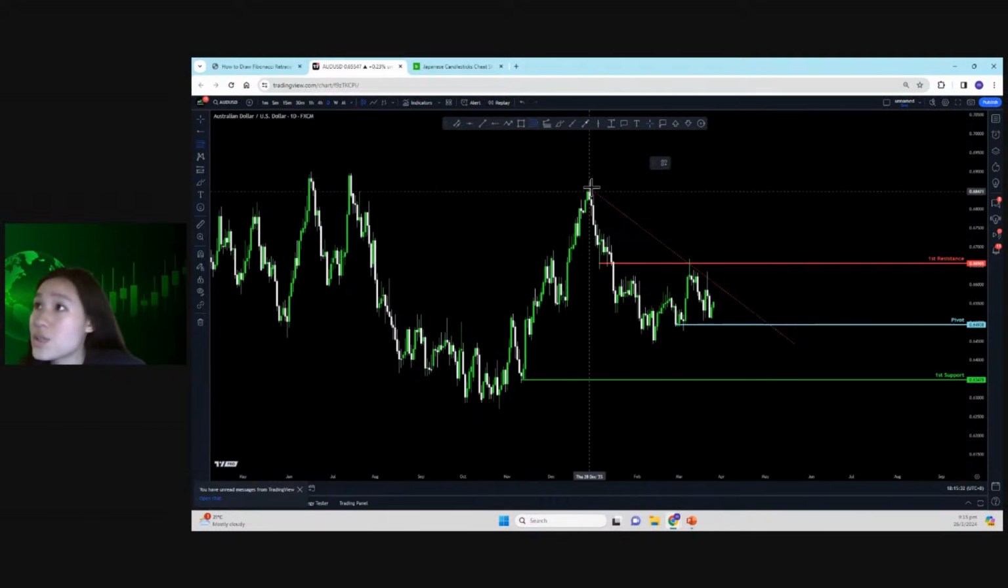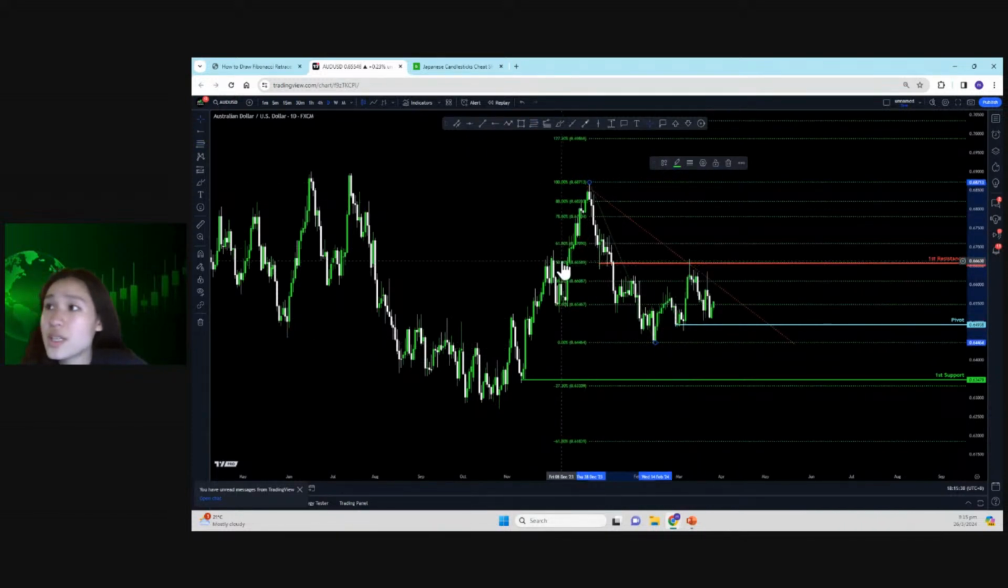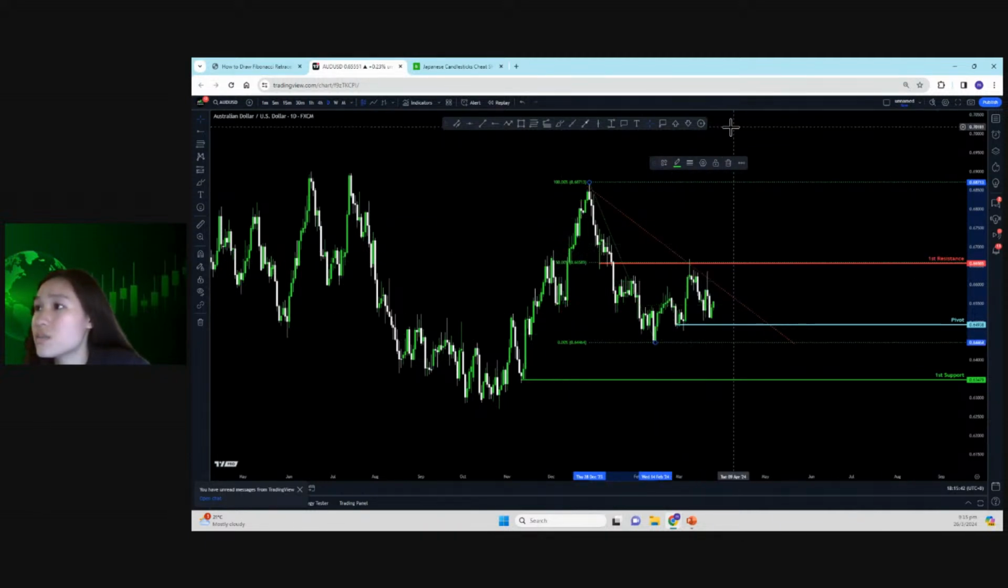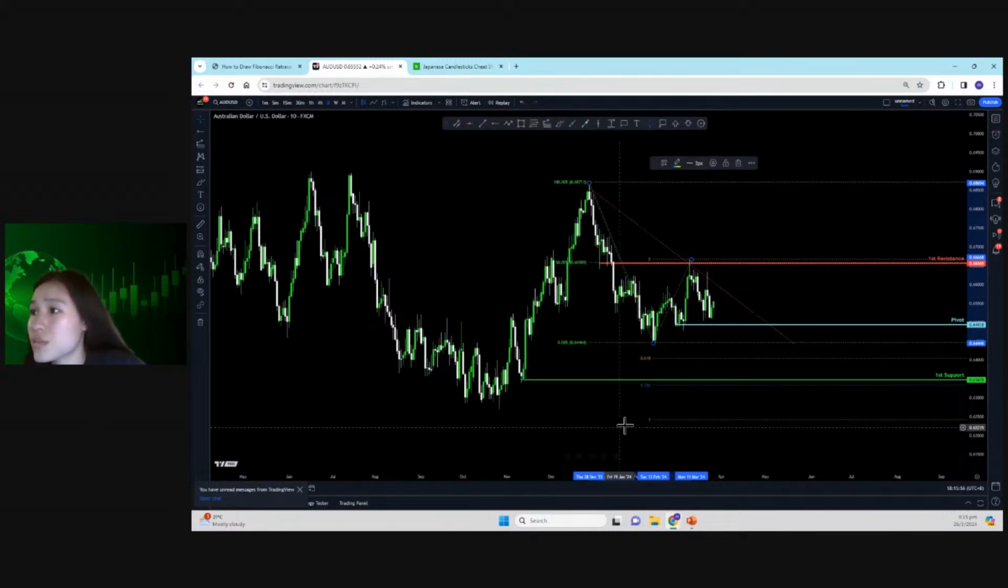Next step is to support these levels with Fibonacci. So our 50% is lining up nicely with my first resistance. And my projection, I think we might have projection. Okay, the 78.6 lines up with my first support.